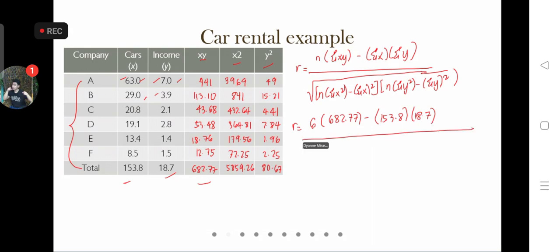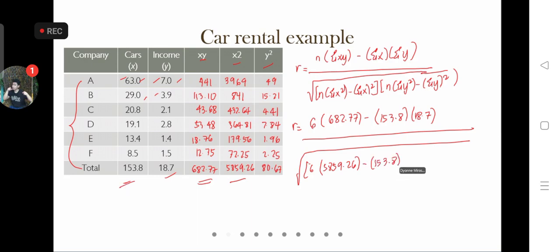Over the square root of 6 times the summation of X squared, 5859.26, minus the summation of X, 153.8, squared, times 6 times the summation of Y squared, 80.67, minus the summation of Y, 18.7, squared.